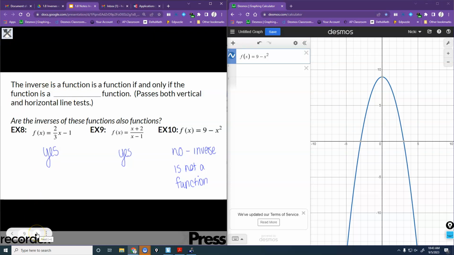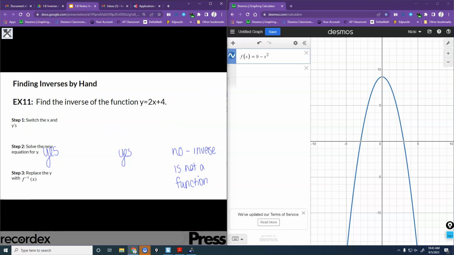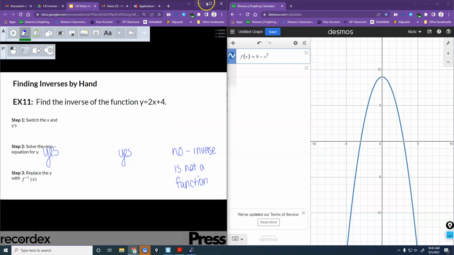Okay. That does mean that some of the equations that we're going to look at don't have an inverse function. You can write an inverse relation for it, but you can't write an inverse function because it's not actually a function. We won't get too much into that. All right. Let's learn how to find these by hand.